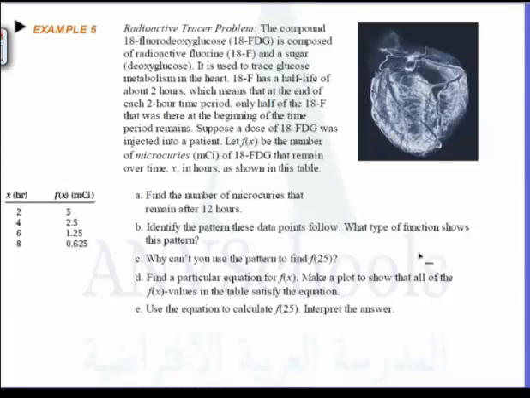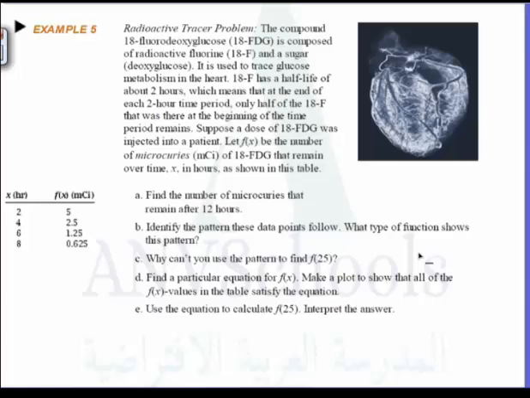Example number 5. Radioactive tracer problem. The compound 18-fluorodeoxyglucose, or 18-FDG, is composed of radioactive fluorine, or 18F, and a sugar, deoxyglucose. It is used to trace glucose metabolism in the heart.